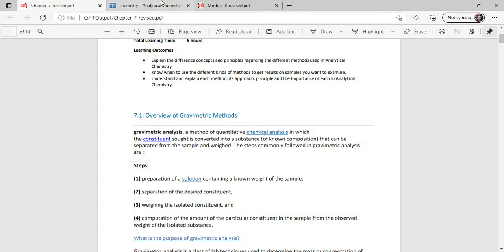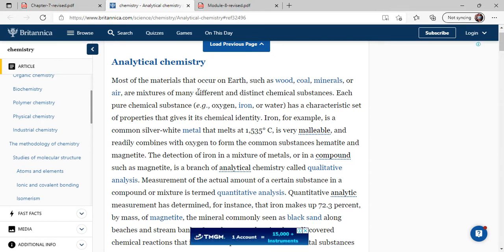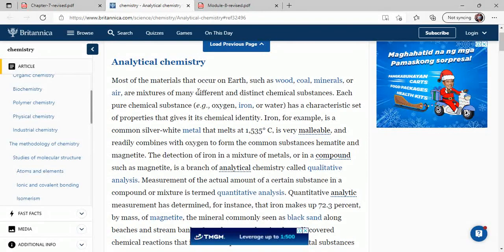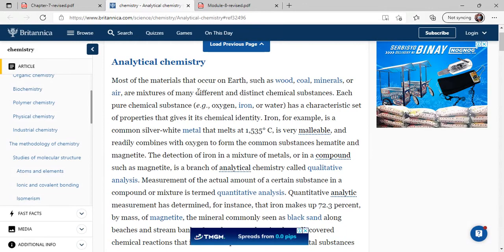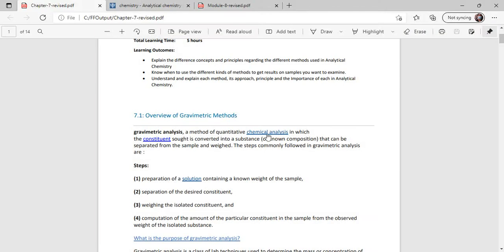So, I opened the link here to our chemical analysis. Here you are, analytical chemistry. Most common materials on earth, such as wood, coal, minerals, or air, are mixtures of many different distinct chemical substances. Each pure substance, for example oxygen, or water which is composed of hydrogen and oxygen, has a characteristic set of properties that gives it chemical identity.